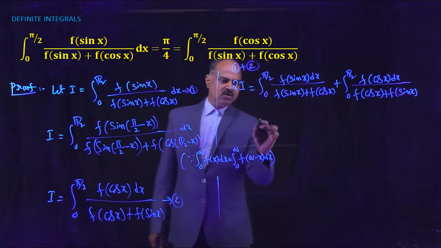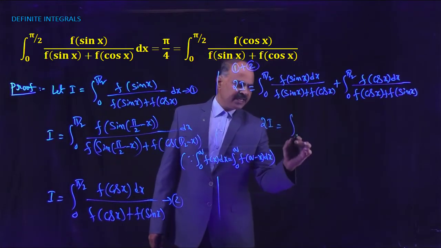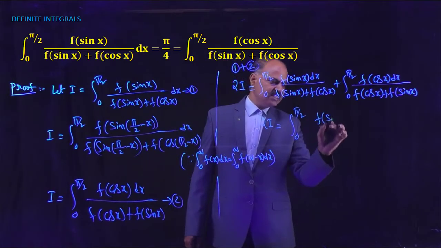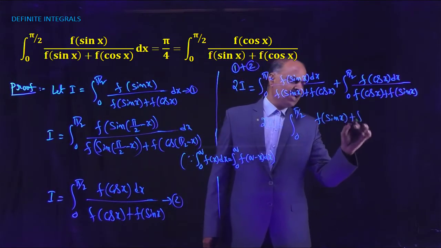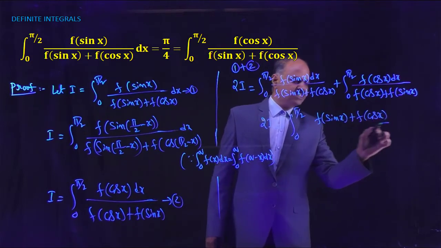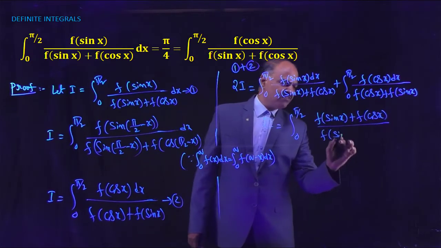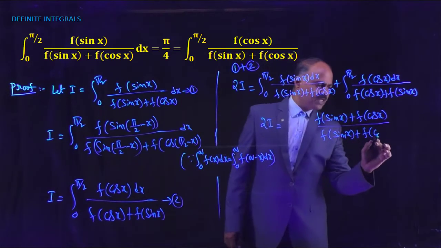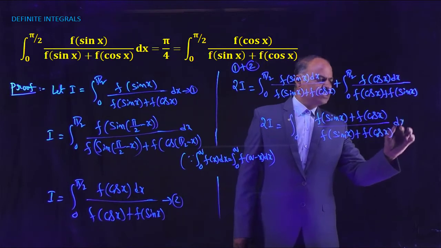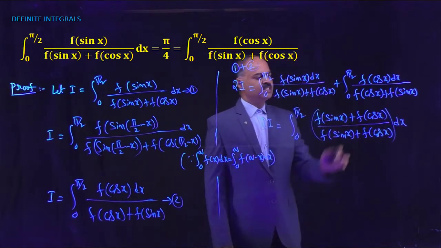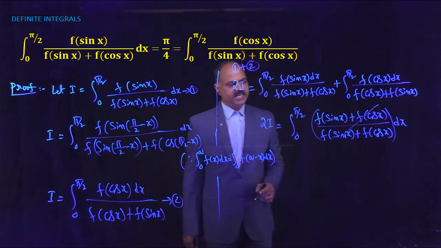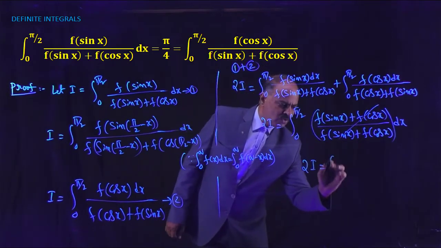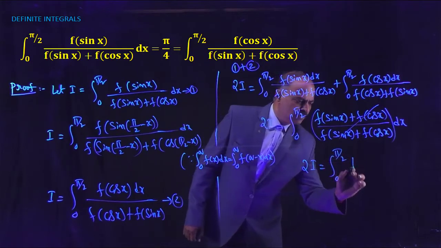Now 2I is equal to integral 0 to pi by 2 of f of sin x plus f of cos x, divided by f of sin x plus f of cos x, dx. So here f of sin x plus f of cos x and f of sin x plus f of cos x get cancelled. Now 2I equals integral 0 to pi by 2 dx.